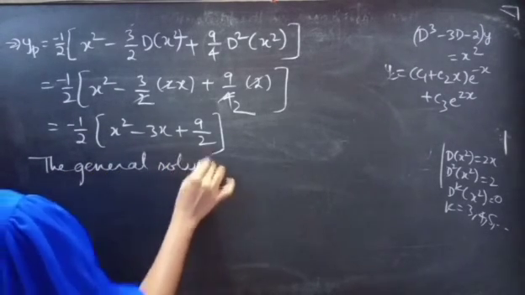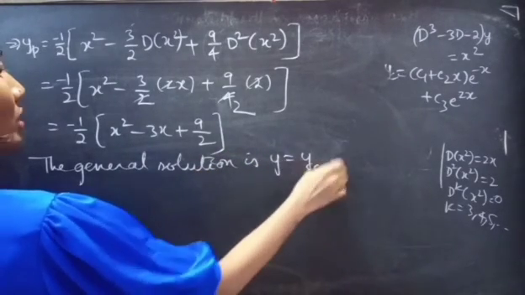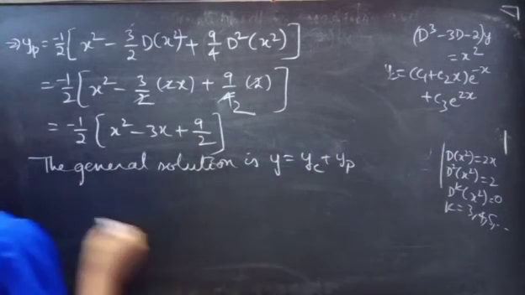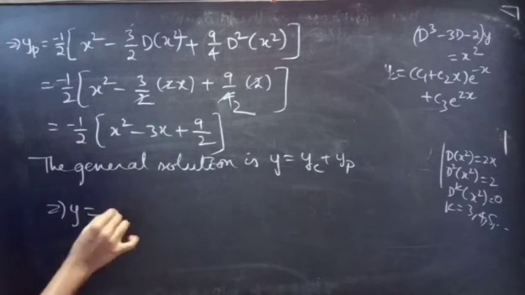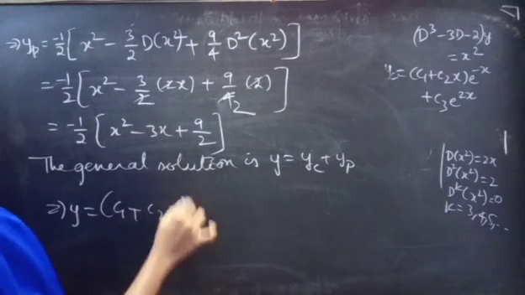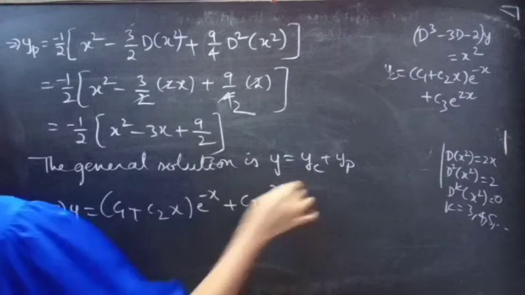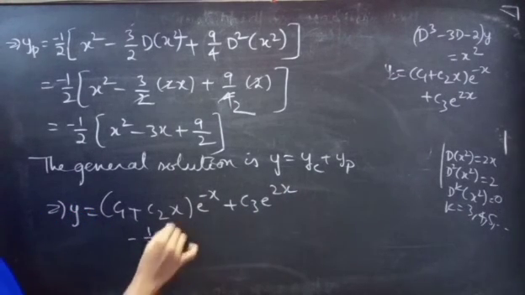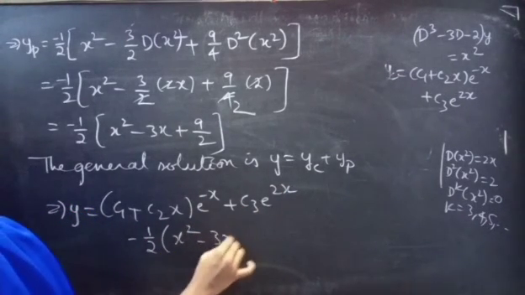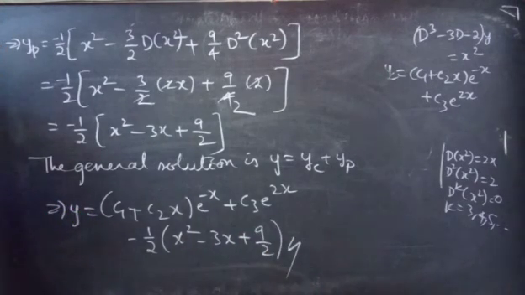Now let's write the general solution. The general solution is given by y equals yc plus yp. Already we have yc equals c1 plus c2x into e power minus x plus c3 e power 2x, and we have yp equals minus 1 by 2 into x square minus 3x plus 9 by 2, which is the required solution.